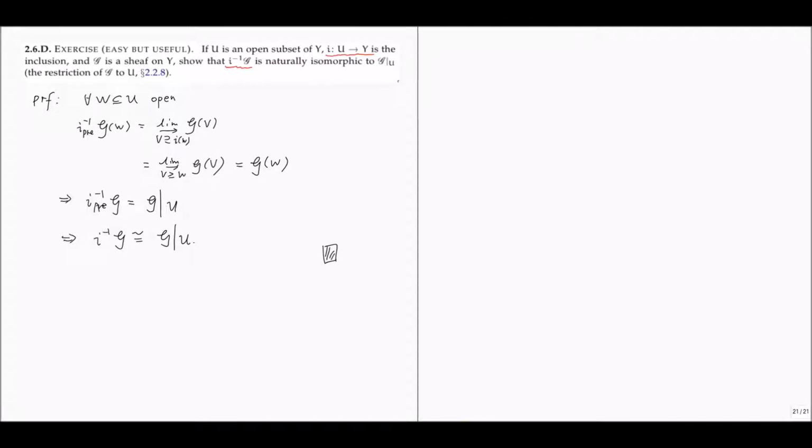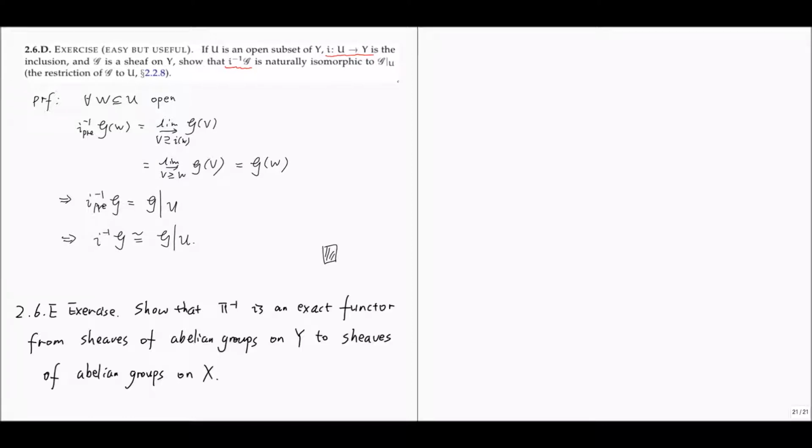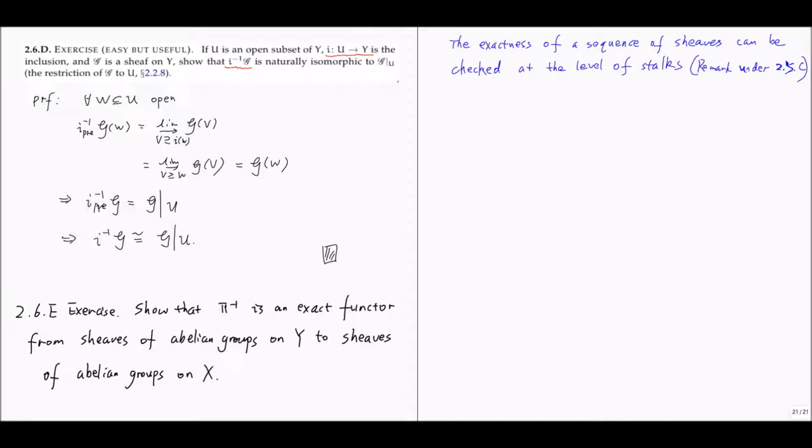As we have shown at the beginning, the inverse image is a functor, and now we will show it is an exact functor. Before proving this, let's first recall an important remark about taking stalks. That is, the exactness of a sequence of sheaves can be checked at the level of stalks. If we want to check a sequence of sheaves is exact, we can take the stalk of sheaves and show that at any point the induced sequence of stalks is exact. Then we can conclude that the original sequence is exact.